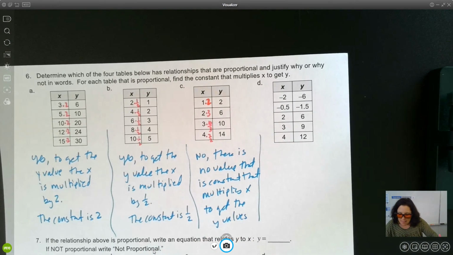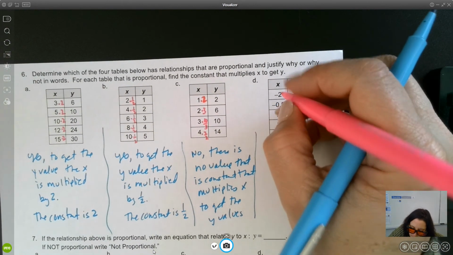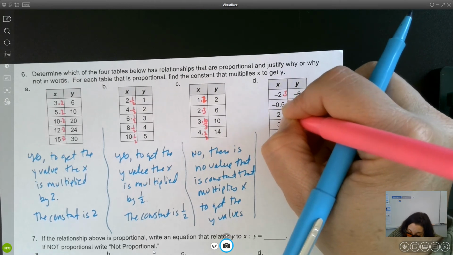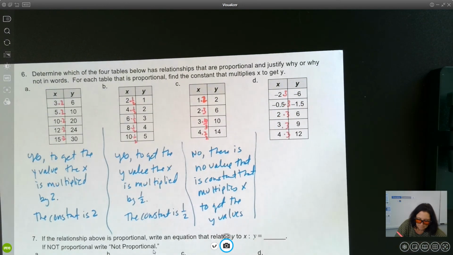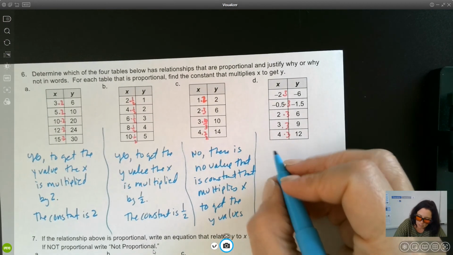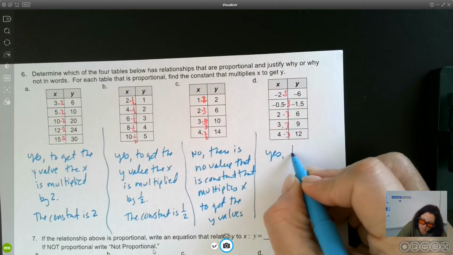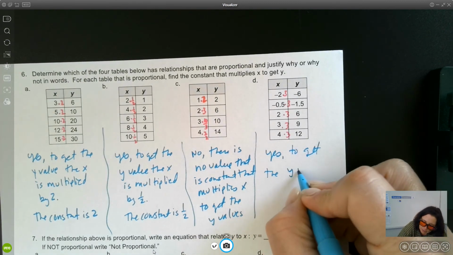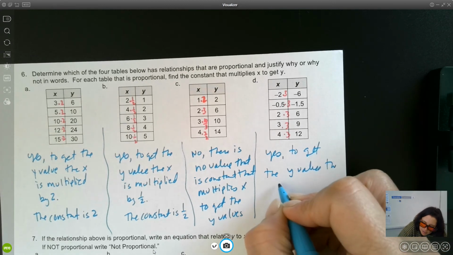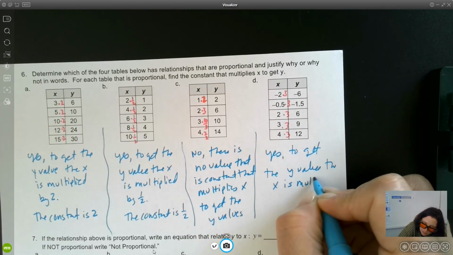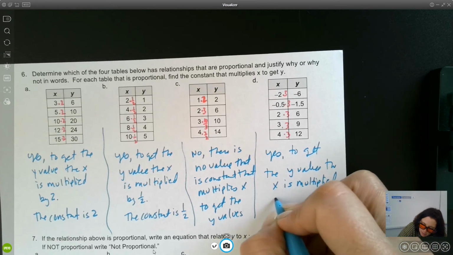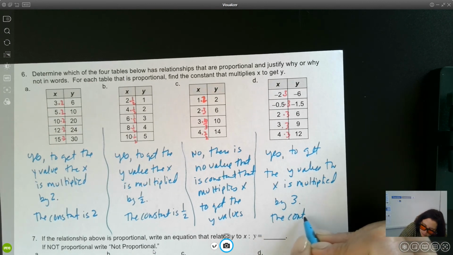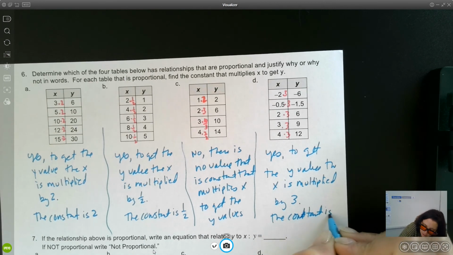All right, this guy. If I multiply this by 3, yep, yep, yep, yep, yep. So yes, this is proportional. To get the y value, the x is multiplied by 3. Therefore, the constant is 3.